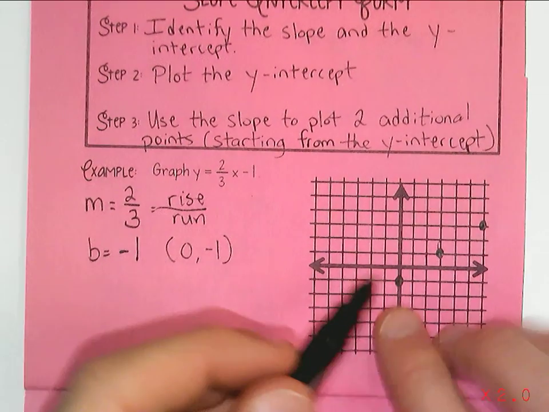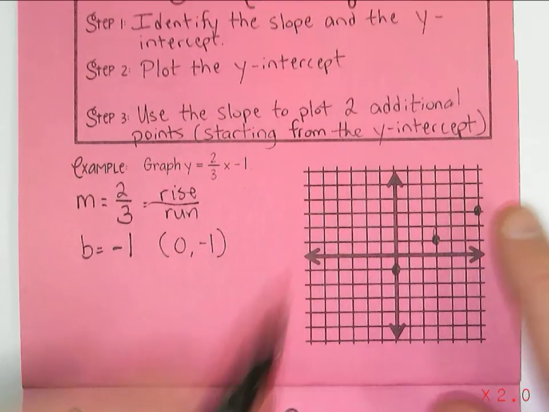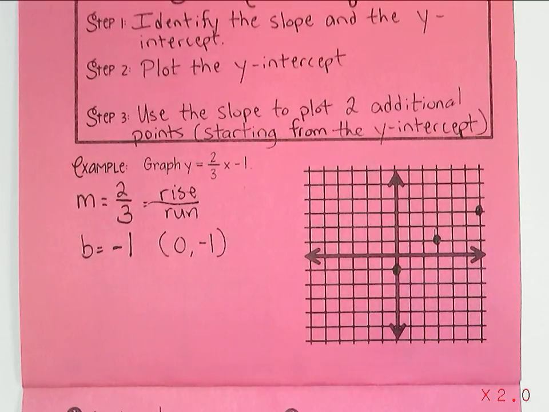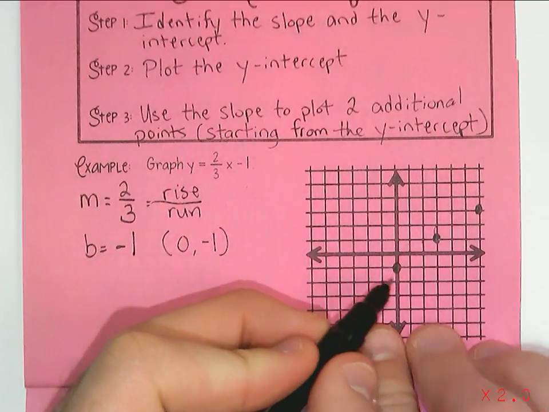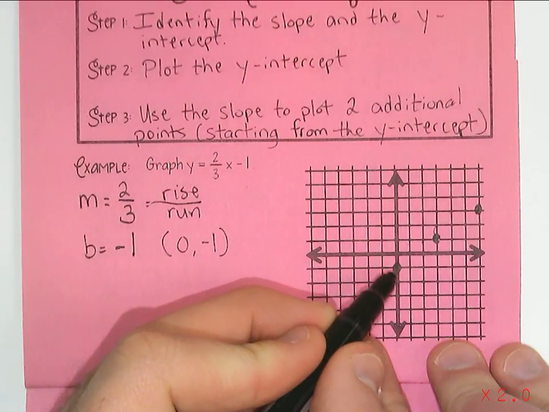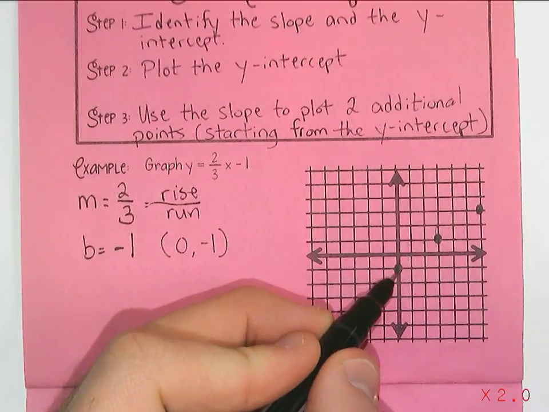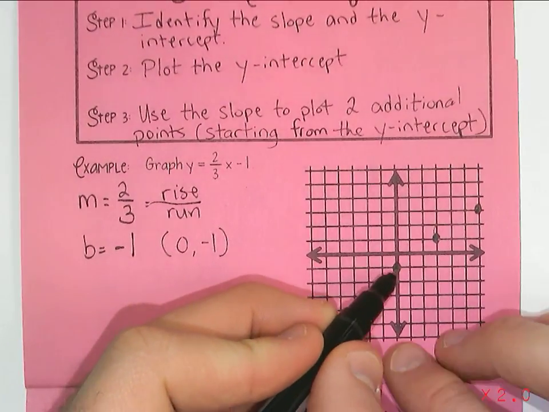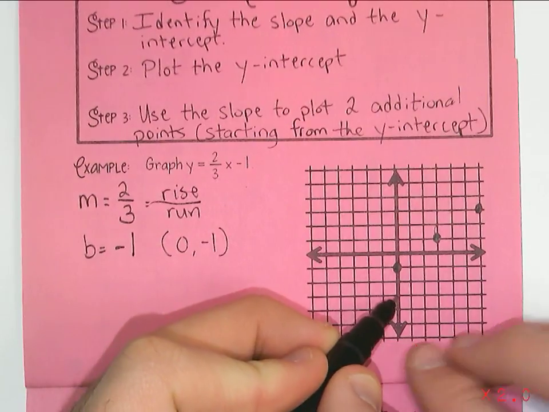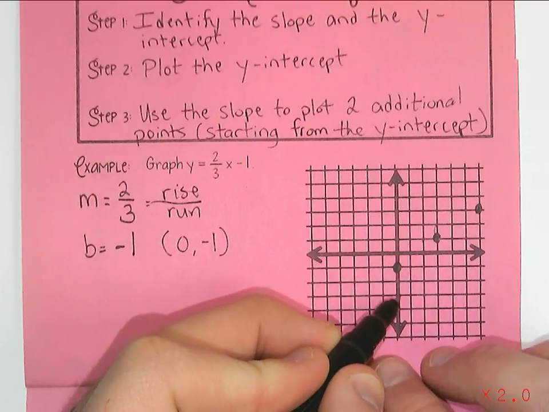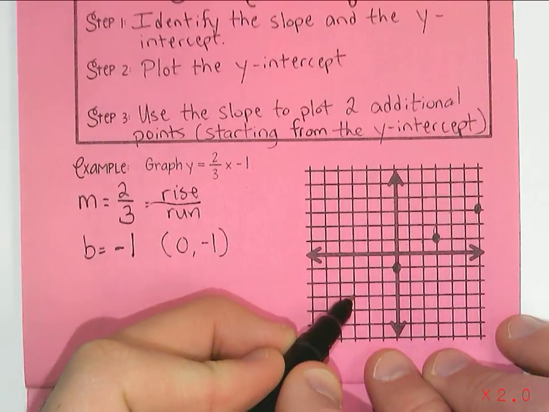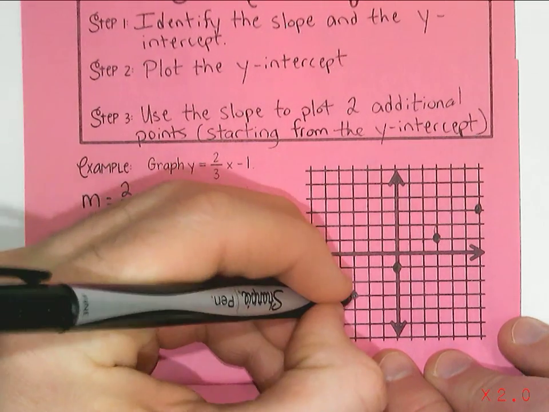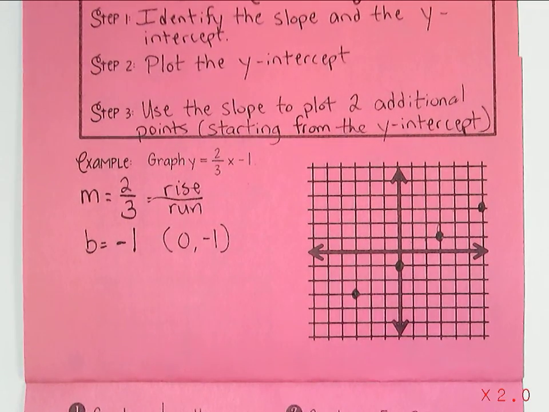So typically we're always going to move to the right, but I want to show you something here in case you ever run out of graph, which you might do, and you might have to work backwards. So starting from the y-intercept here, instead of going up 2, I'm going to go down 2, and instead of going right 3, I'm going to go to the left 3, and this should still fall on the line.